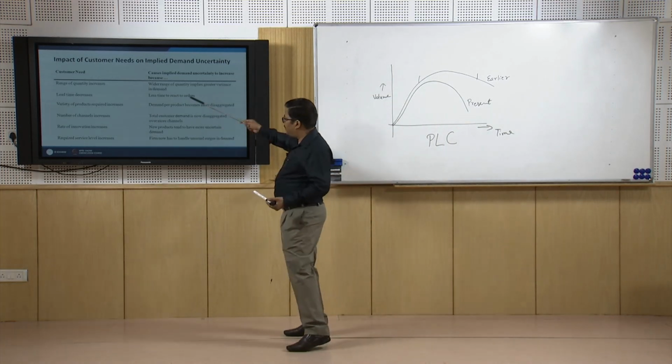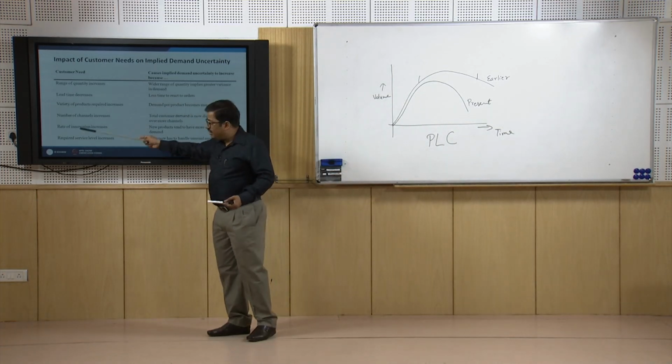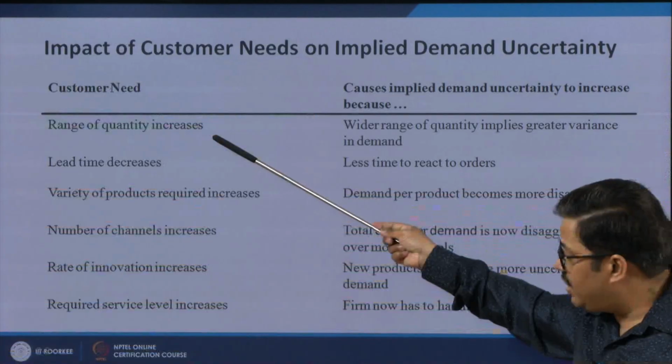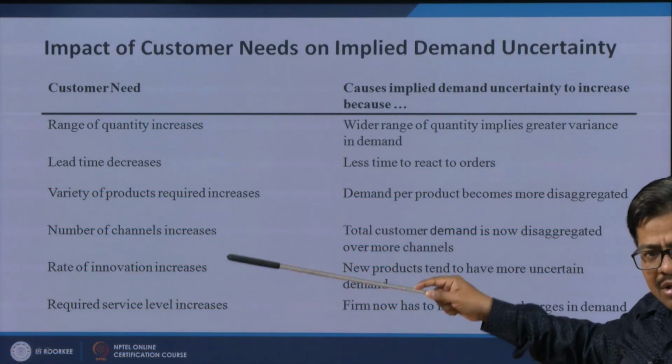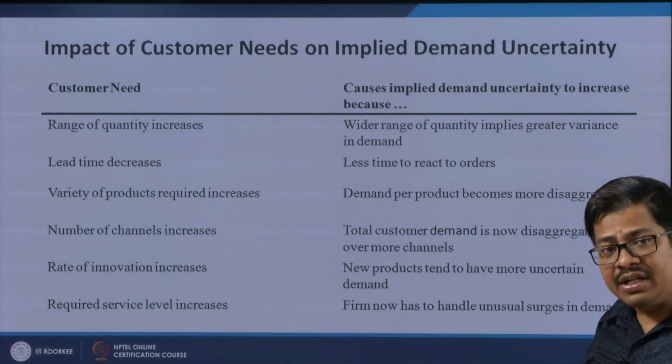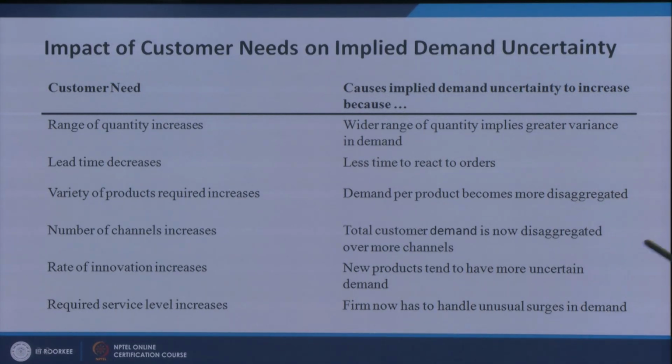So, all these things, all these customer needs ranging from quantities to the service level, are creating different types of implied demand uncertainty, and this implied demand uncertainty is to be handled for developing a proper supply chain strategy.